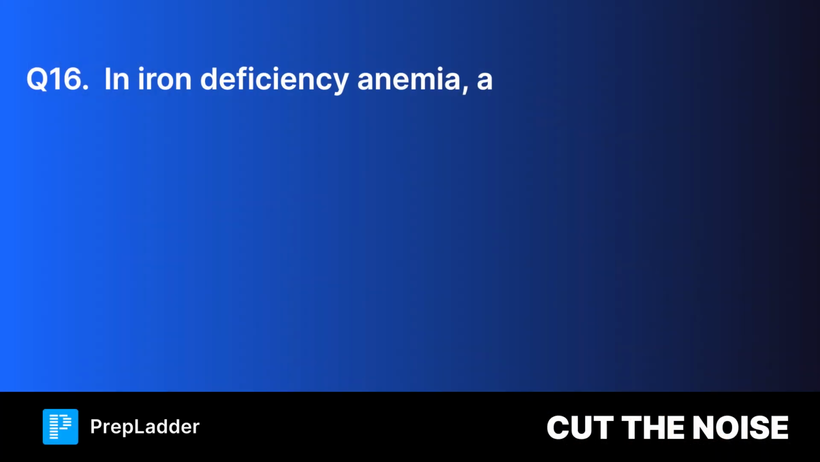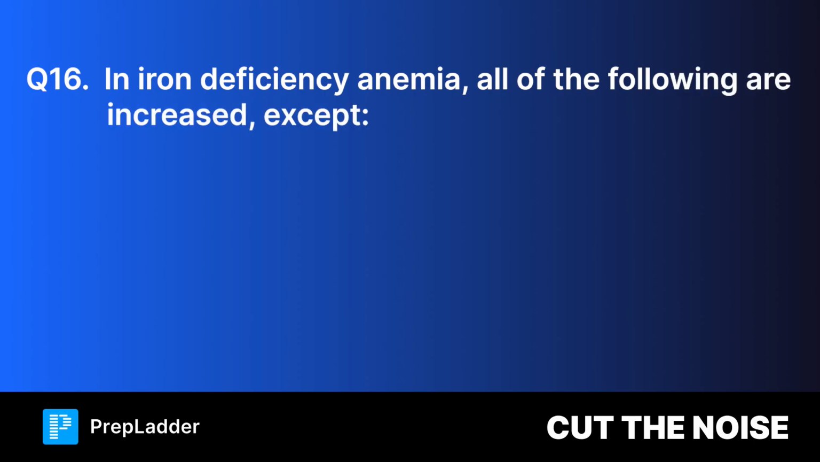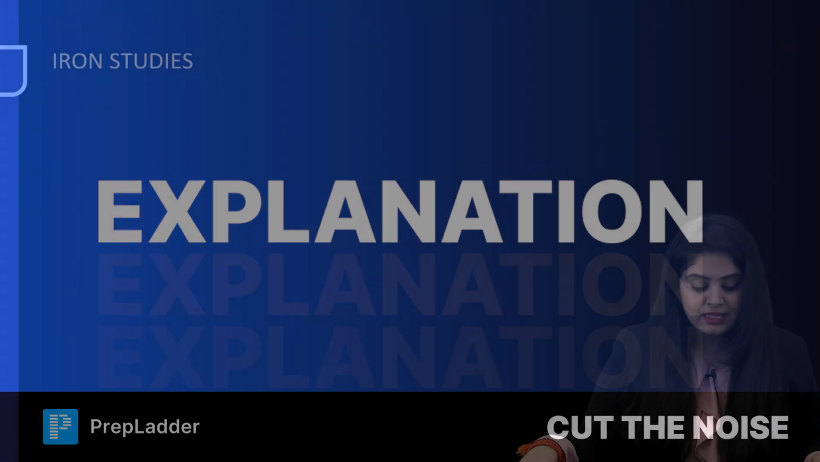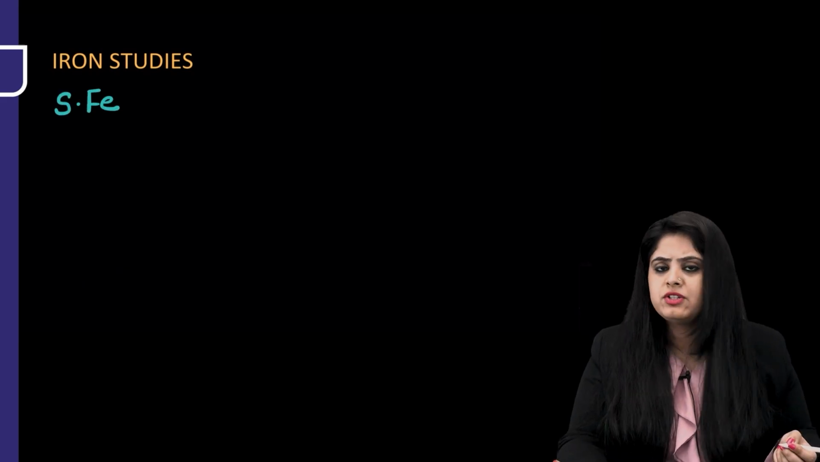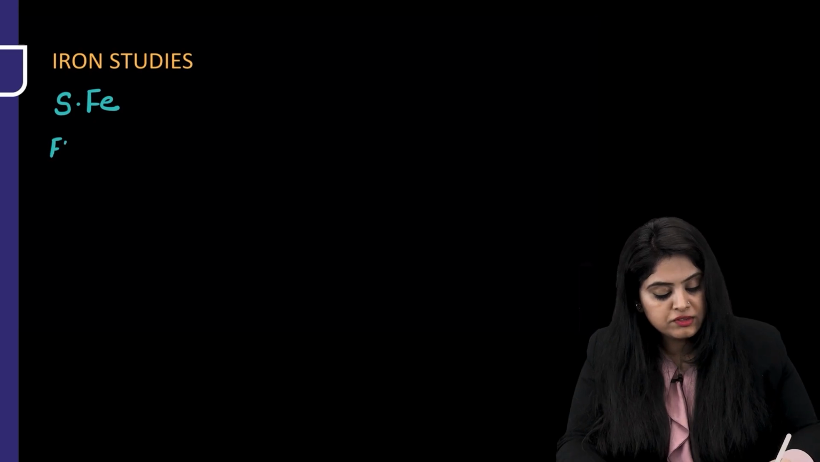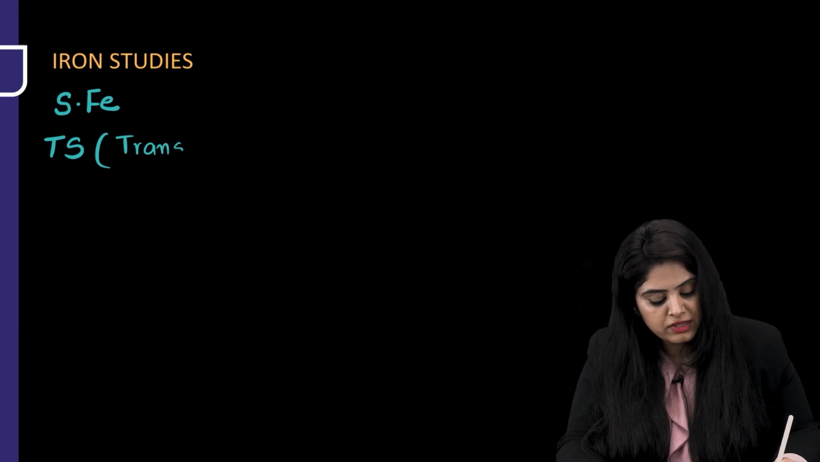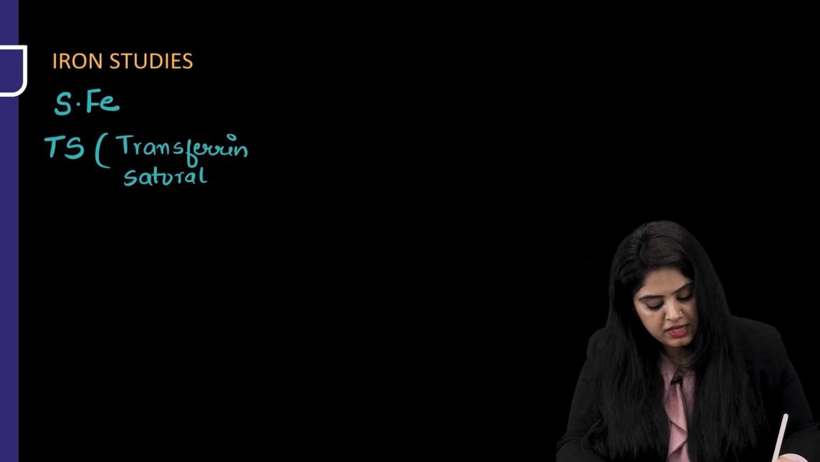Question number 16. In iron deficiency anemia, all of the following are increased, except. Your options are... and the correct answer is transferrin saturation. Here's the explanation. Analyzing iron studies. What are the different iron studies that you have to know about? First, you measure serum iron, the levels. Next, iron binds to transferrin, so next what you measure is transferrin saturation.